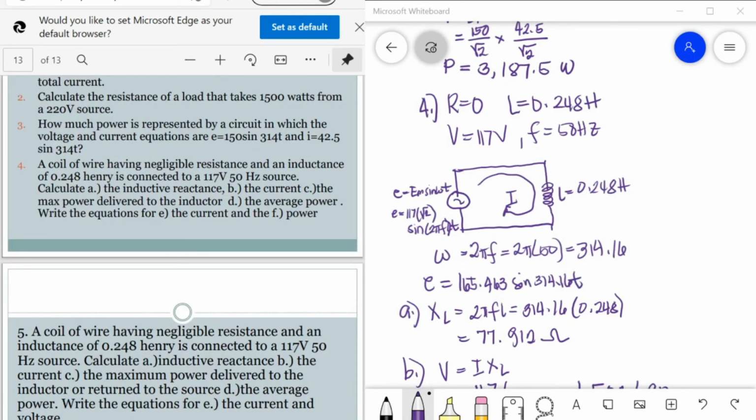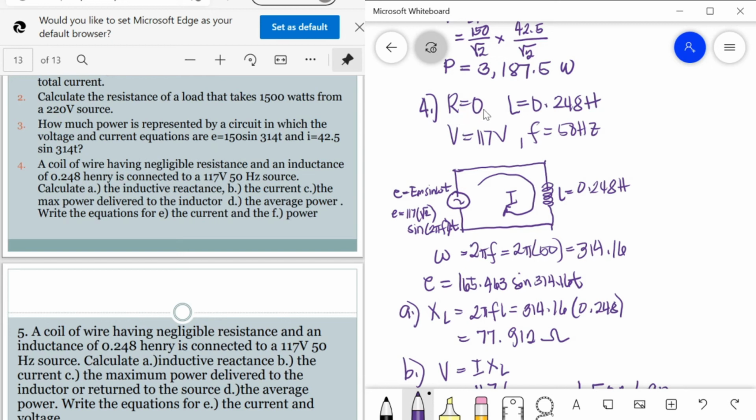Number 4. A coil of wire having negligible resistance and an inductance of 0.248 henry is connected to a 117 volts, 50 Hz source. Calculate A, the inductive reactance, B, the current, C, the maximum power delivered to the inductor, D, the average power, and write the equations for the instantaneous current and instantaneous power. So this is number 4.